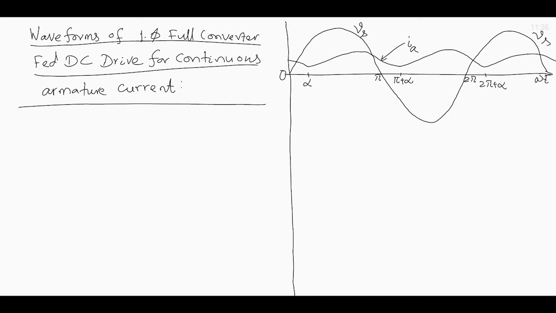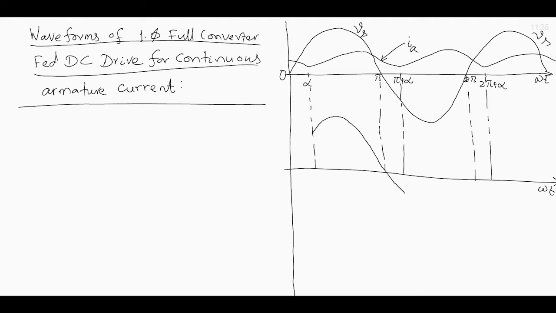Then we will draw the supply voltage, motor output voltage waveform. From alpha to pi plus alpha, motor output voltage VA equals to supply voltage VS, and from pi plus alpha to 2 pi plus alpha, motor output voltage VA is minus of Vs and it is cyclic.